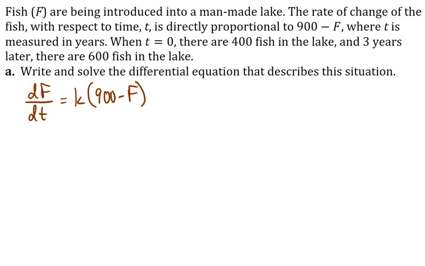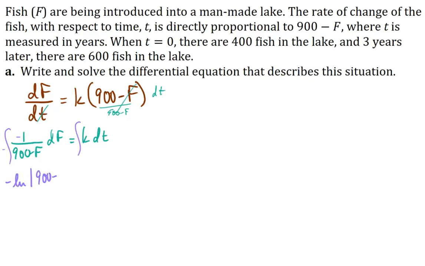All right, so I'm going to multiply both sides by dt, and I'm going to divide by this whole quantity 900 minus F on both sides. So I get 1 over 900 minus F df equals K times dt. And then I'm going to integrate both sides. And this looks like natural log of 900 minus F. However, I would need to consider a composition. So like u substitution, my du needs a -1. So put a -1 on the inside, negative on the outside. So this is negative natural log of 900 minus F equals KT plus a constant.